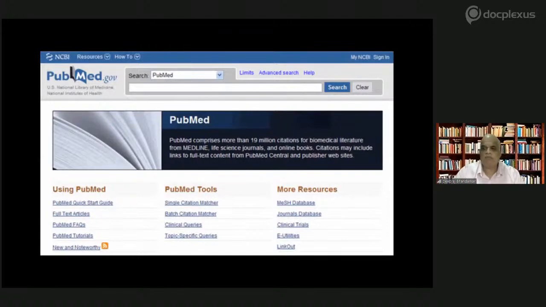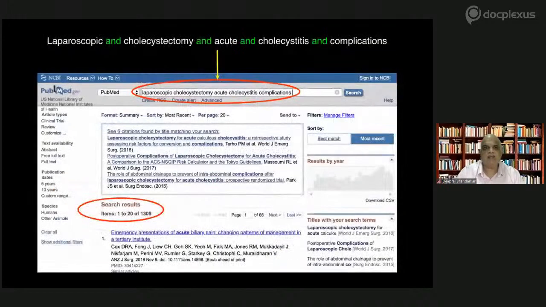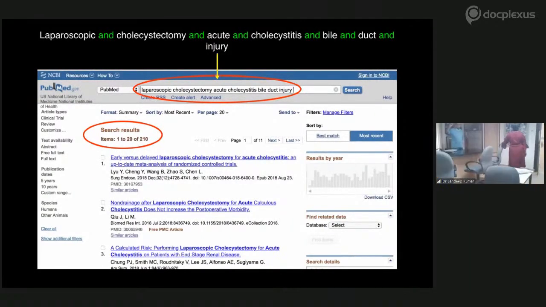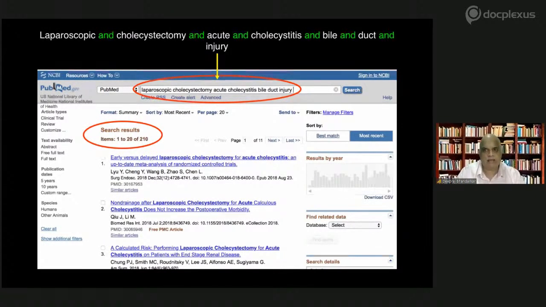So let's take an example of this topic, and we put laparoscopic cholecystectomy, acute cholecystitis, and complications in the PubMed box. If you look at the number there, this has thrown up nearly 1,300 papers. Now, that is a vast number of papers. It's not physically possible to access those papers or to go through them in a practical way. So let us narrow this down to laparoscopic cholecystectomy, bile duct injury. The number immediately comes down to 210.